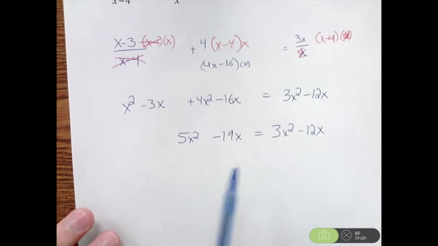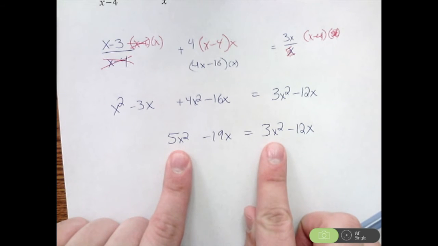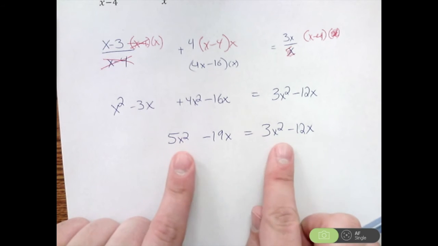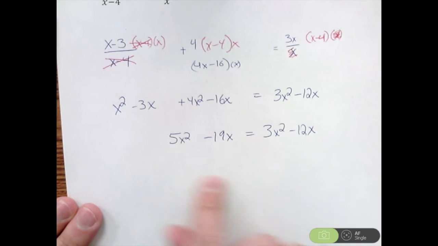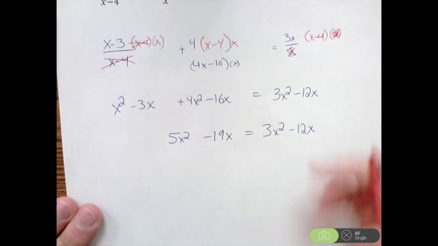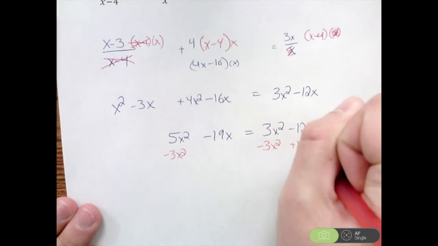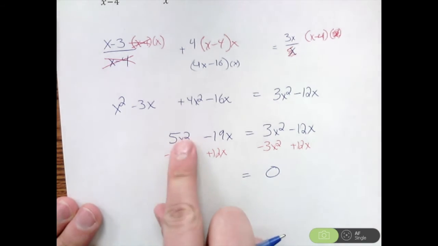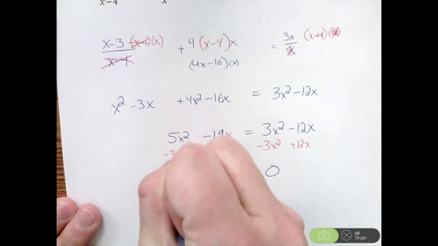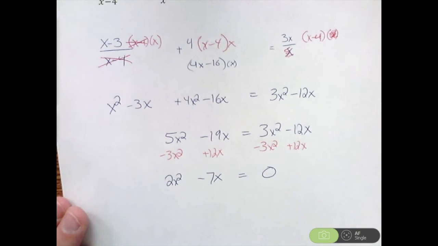The only thing left to do is solve for x. When I see x squared terms, the first thing I'm thinking is I've got to set this equal to 0 and solve by factoring. So I'm going to take this 3x squared and move it over here, and take this negative 12x and move it over here. So I'm going to subtract 3x squared and add the 12x. Again, the reason I'm doing that is I want the right side to be 0. So on the left side, 5x squared minus 3x squared is 2x squared, and negative 19x plus 12x is minus 7x.